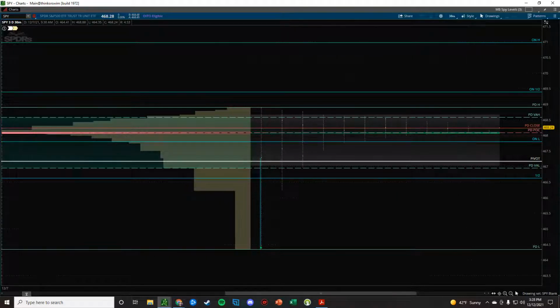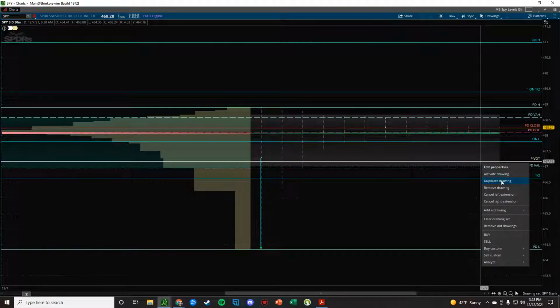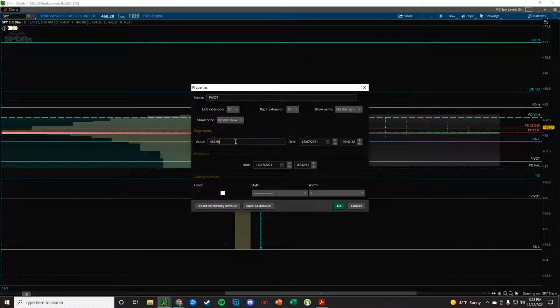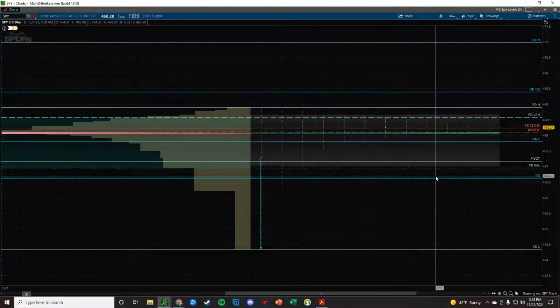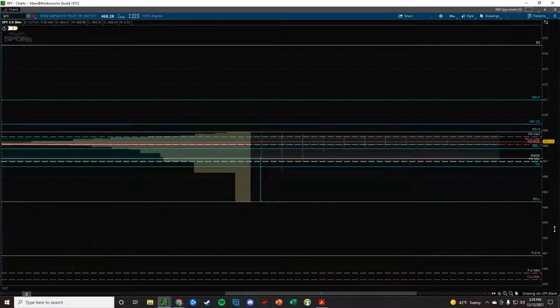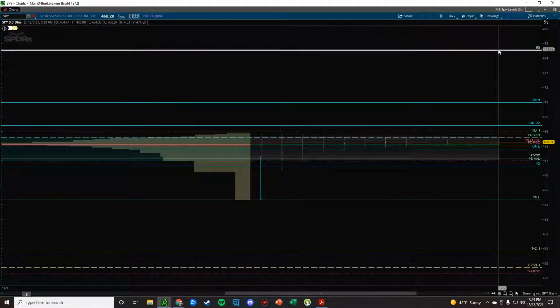Now that we have our pivot, and we've got all of our other numbers being spit back at us, we're going to duplicate that, and we're going to go ahead and call this our R3, and our R3's value is 474.53. Now, I want you to notice that as soon as I put that in, that completely disappeared. Well, if you look, we've got 471 to 464 here. So our R3 value is way up here.